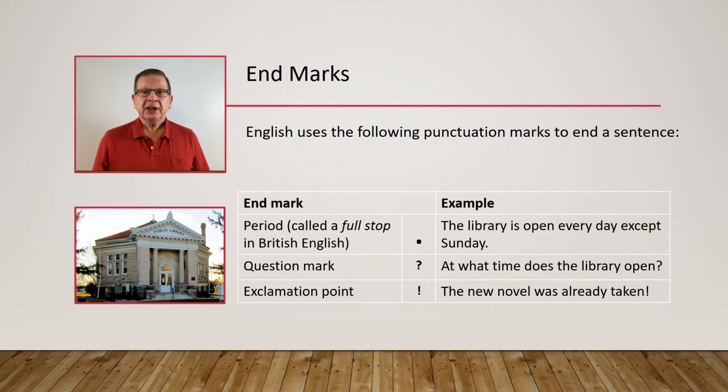Now let's discuss end marks. English uses the following punctuation marks to end a sentence. Period, called a full stop in British English. Example: the library is open every day except Sunday. Question mark. Example: at what time does the library open? And exclamation point. Example: the new novel was already taken!